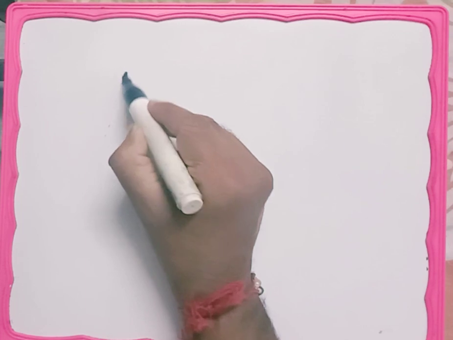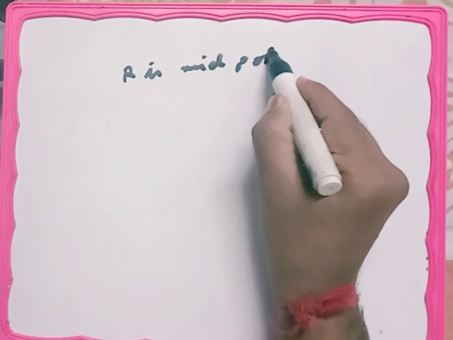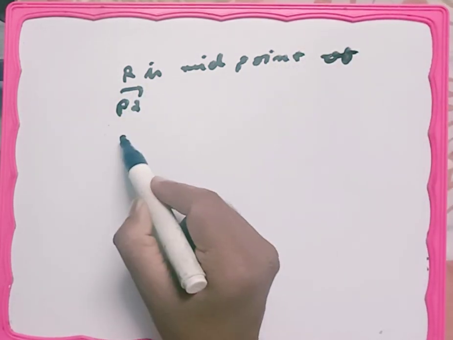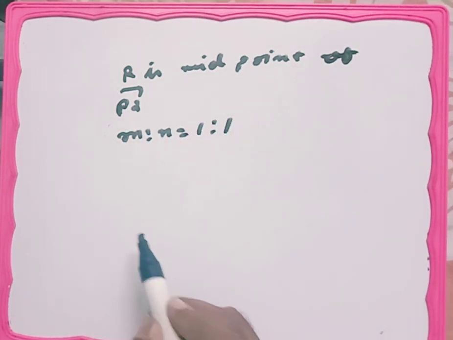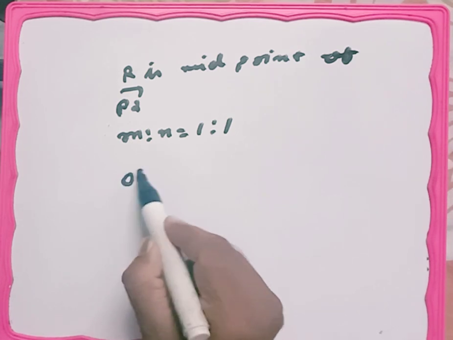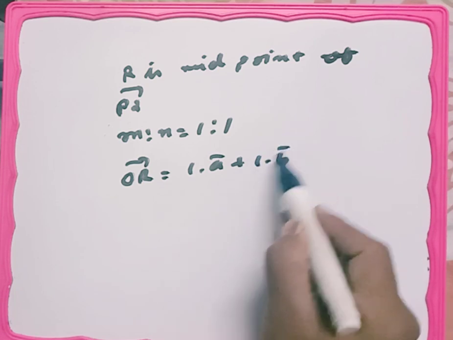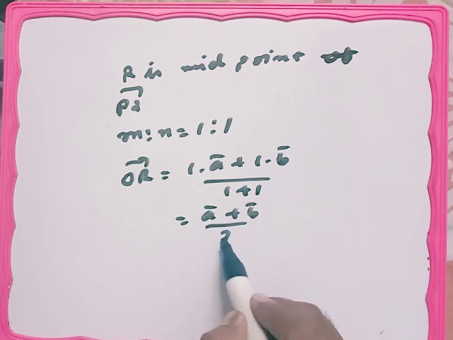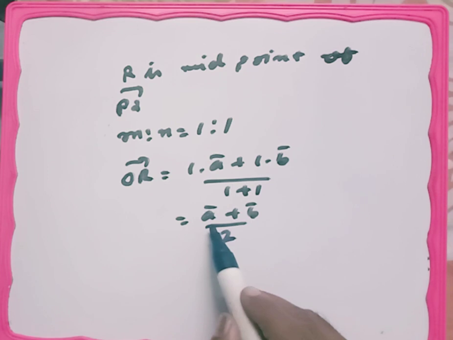Now suppose R is the midpoint of PQ vector, then m is to n equals 1 is to 1, and at that time we will have the OR vector as 1 into a bar plus 1 into b bar by 1 plus 1. So it is a bar plus b bar by 2, and so the midpoint of any vector we can find by a bar plus b bar by 2.